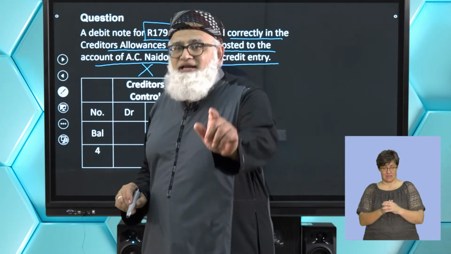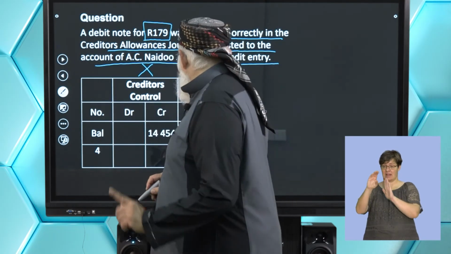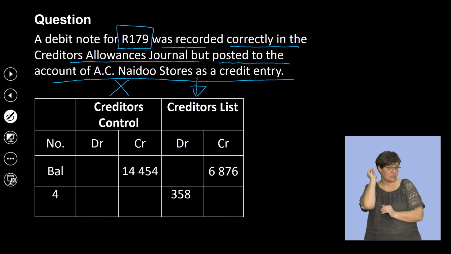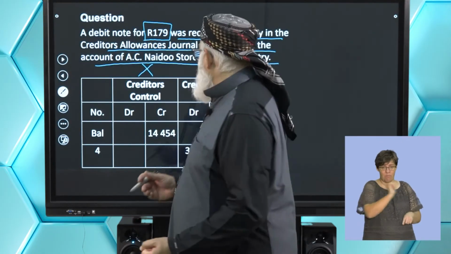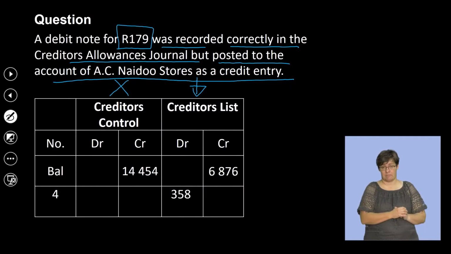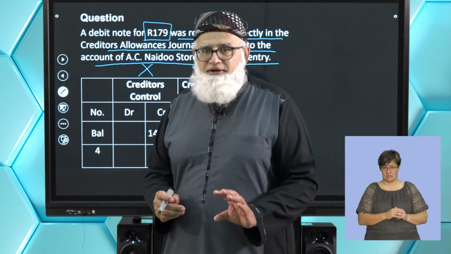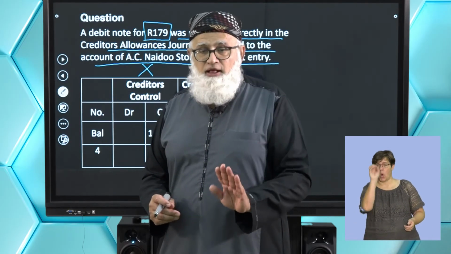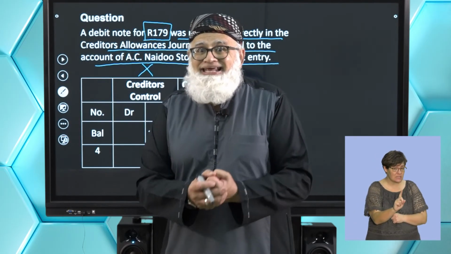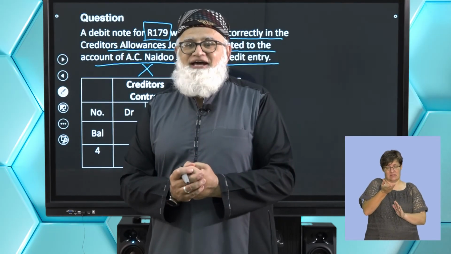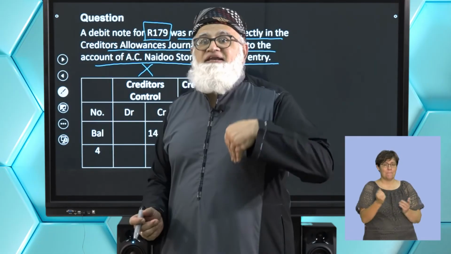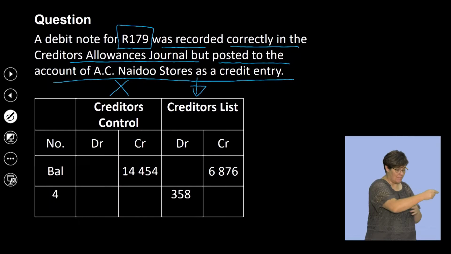Clear? So if that amount is in my creditors list, what's important for you to note is that it was an allowance, right? That means you had received an allowance from your creditor, okay? And it was posted as a credit entry. In other words, what have you done? Look at your original error. The original error is you increased the amount owed to the creditor, whereas in fact it was a return, there was an allowance.